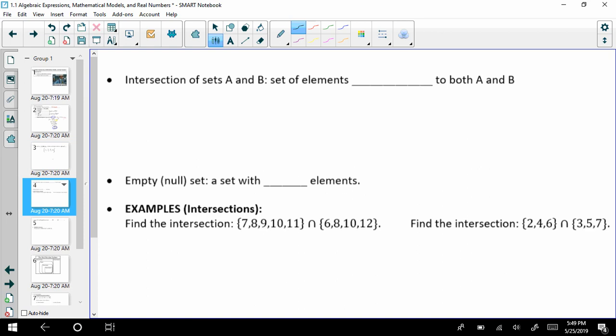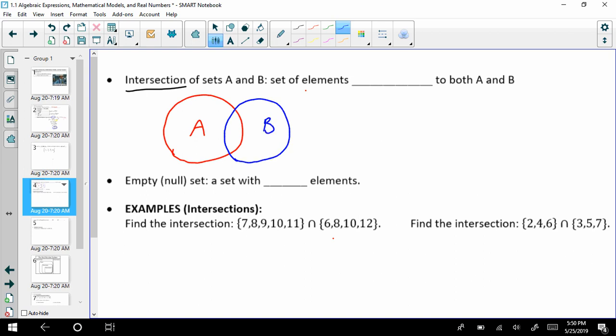So when we talk about sets, there's different ways that we can combine sets together. The first way is called the intersection. So let's say I have 2 sets, set A and set B. So I'm going to draw a picture here. So let's say this circle represents set A. And let's say we have another circle, and that's set B.